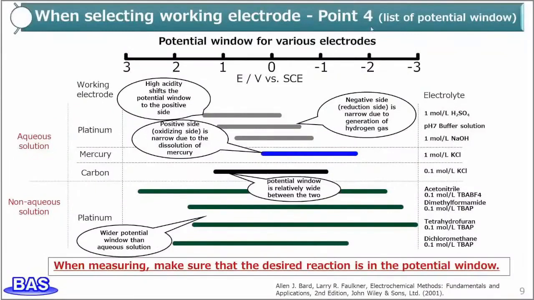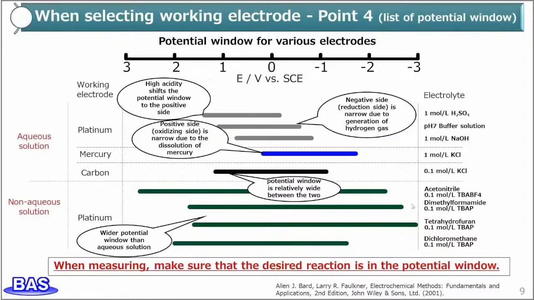As the fourth item when selecting a working electrode, we would like to introduce the potential window of various electrodes. In an aqueous solution, the potential window shifts depending on the pH of the solution, and the platinum electrode has a potential window in such a region. The mercury electrode is characterized by a narrow oxidation window, but conversely, it has a wide reduction window.